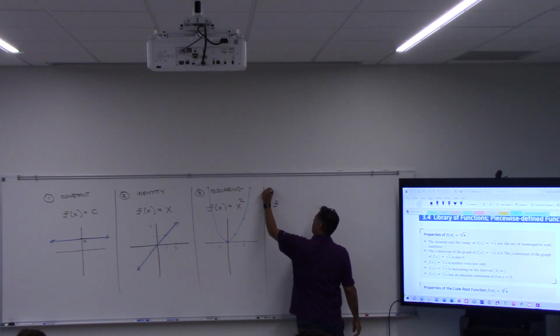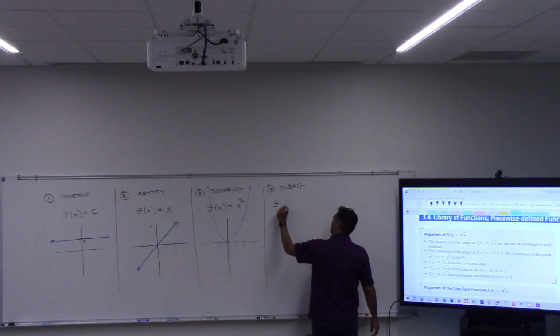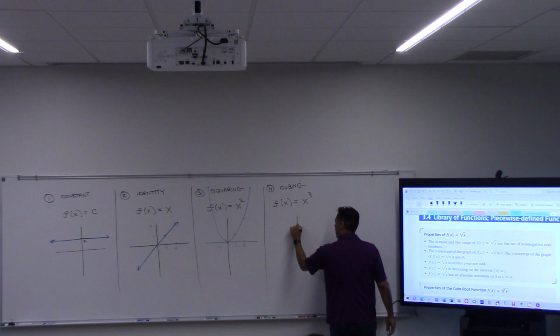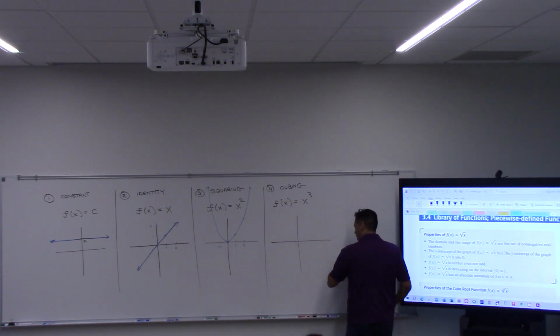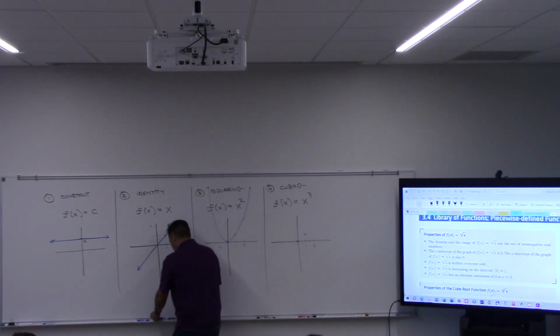This one, the cubing function. It cubes what you plug in, right? And so if I plug in 0, 0 cubed is 0. If I plug in 1, 1 cubed is 1. If I plug in 2, what's 2 cubed? 8.